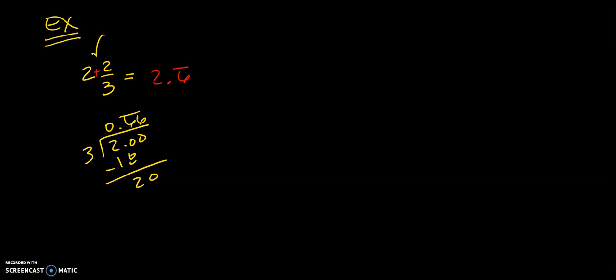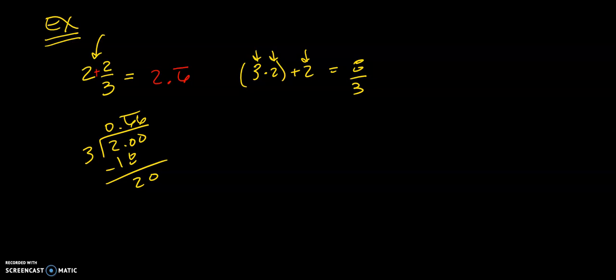You could also convert this to an improper fraction. Now, this is a mixed number. To convert that to an improper fraction, one method is to say 3 times 2 is 6, plus 2 is 8. So 3 times 2 plus 2. Now, this 2 is the numerator. This is the denominator times the whole number. So that's going to give me 8/3.